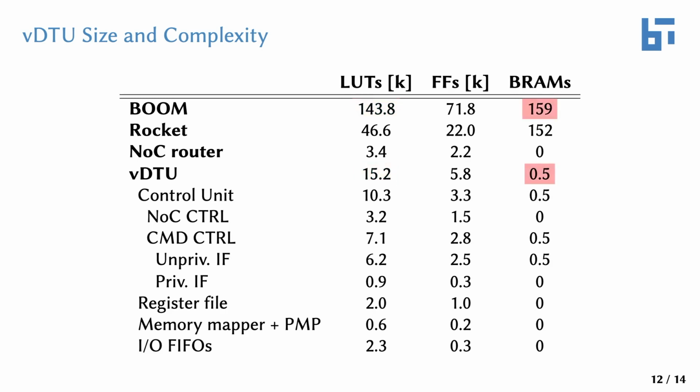Even more importantly, you can see that the Boom core has much more memory usage than the DTU because the Boom core has this 512 kilobyte L2 cache. You can also see the cost of the virtualization of the DTU here by comparing the cost of the privileged interface that we needed to add for that with the overall size of the DTU, which shows that we have about 6% more logic in the DTU to allow that. And also we have no additional memory for that.